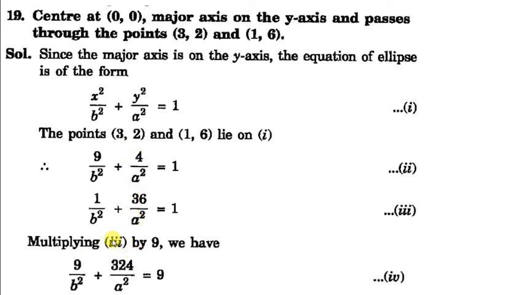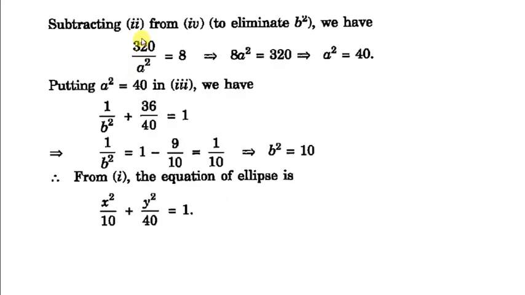So multiplying the second equation by 9 and subtracting it from the third, we get 320 by a square equal to 8. Then from here we can find a square equal to 40, and put the value of a square in any of the two equations, second or third. Then we are putting it in the third, so we get 1 upon b square plus 36 by 40 equal to 1. So from here we get b square equal to 10.